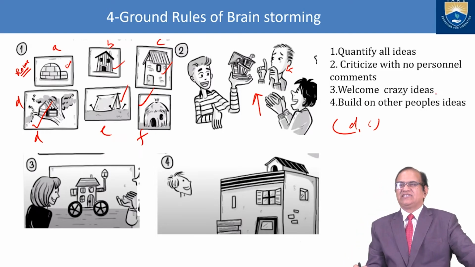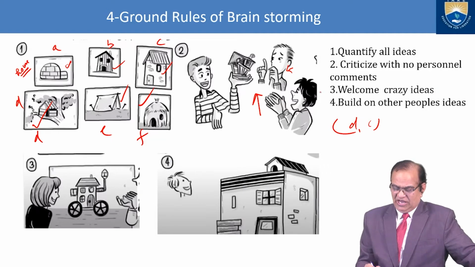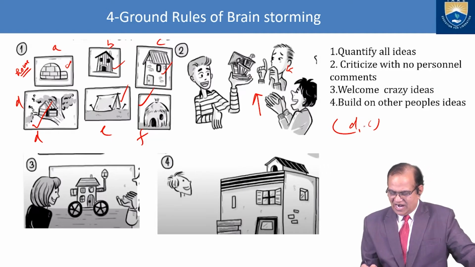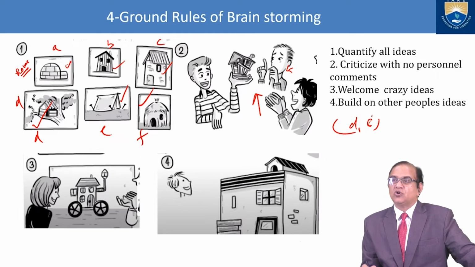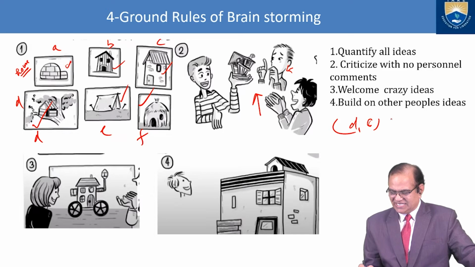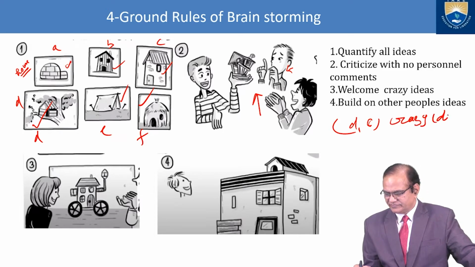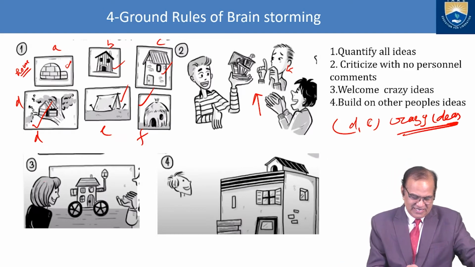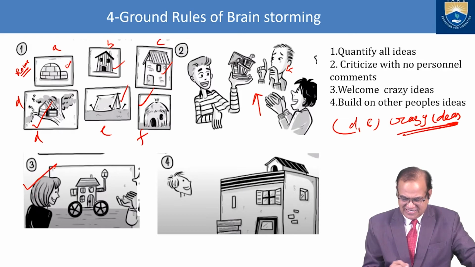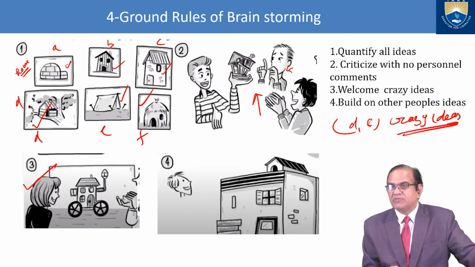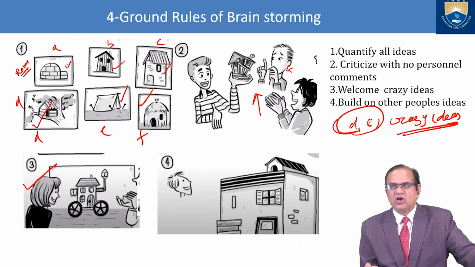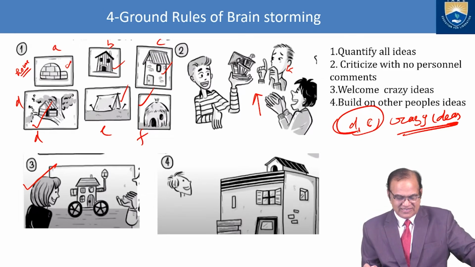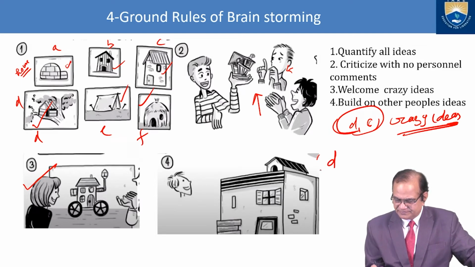Welcome crazy ideas. The third step is, out of this criticism, out of the 6, you found that D and C are good. So welcome crazy ideas. These D and C are the crazy ideas. You got the 2 ideas. Then the next one is build on other people's ideas. Further, if you have taken that D and C are good, then you discuss further and find out that D is best.